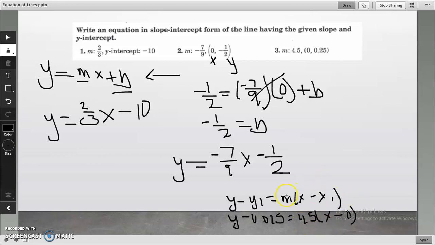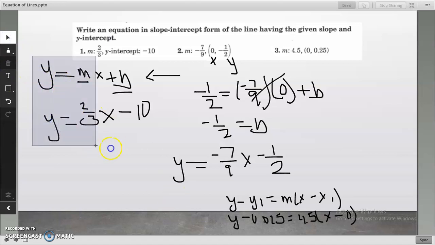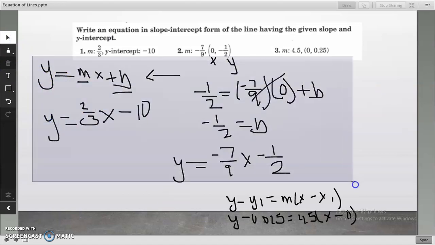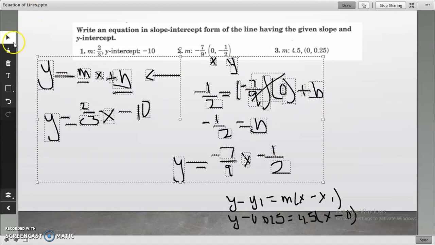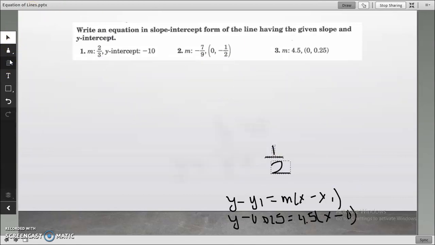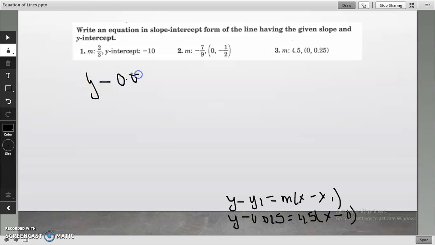So I'm going to erase what I have here so that if you need to go back and look at it, please just rewind the video, but I'm going to erase it so that I can have more room to write. All right, so I'm just going to pull this up here. So I have y minus 0.02. Oh, no, that's not 0.025. That's just plain old 25. I'm sorry.